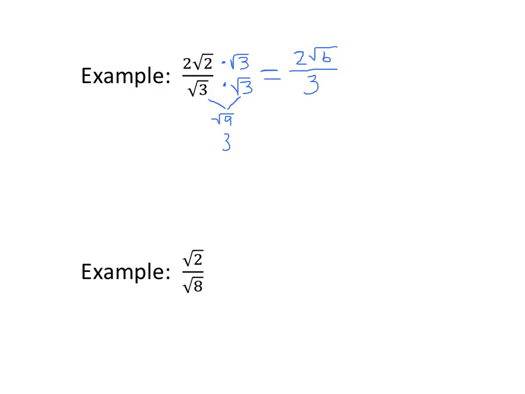Now, if I could simplify the numbers that are on the outside of my radical, then I would want to go ahead and simplify those. But 2 and 3, there's nothing that will go into both of those. They don't have common factors, so this is my final answer. 2 radical 6 divided by 3. One other thing I should mention is that radical 6 is simplified, and so this is my final answer.